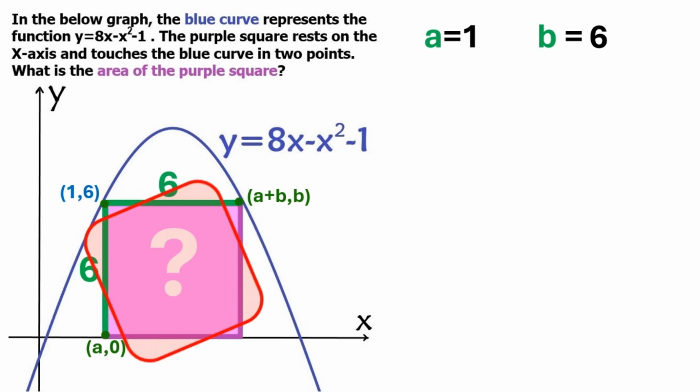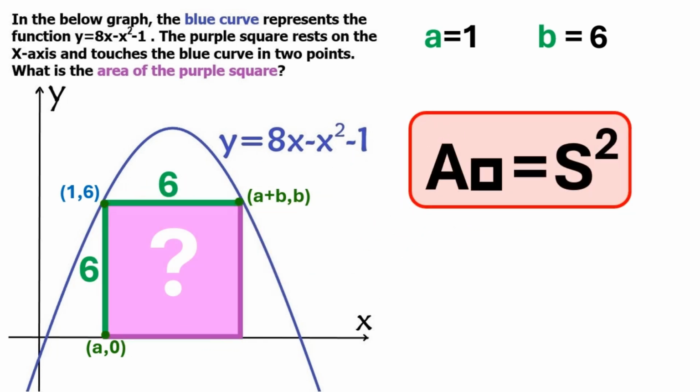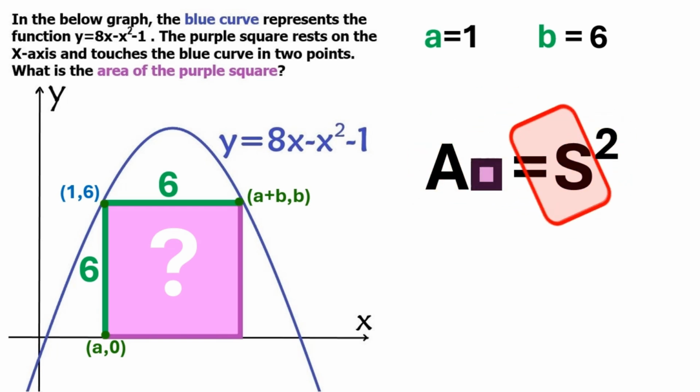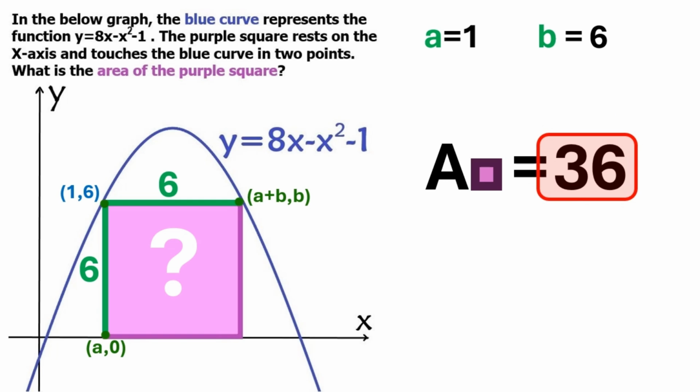Go ahead, son. To find the area of a square, we must multiply its side length by itself. The side length of this square is 6, so we take the square of 6, and it's 36.